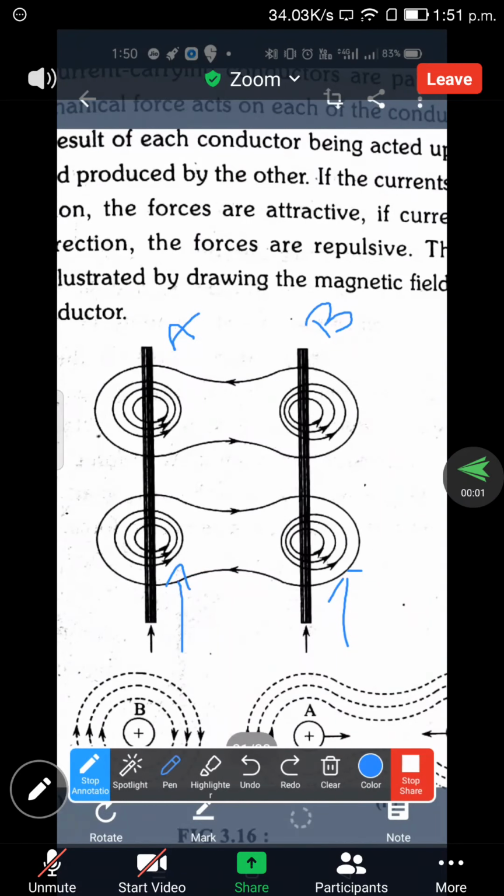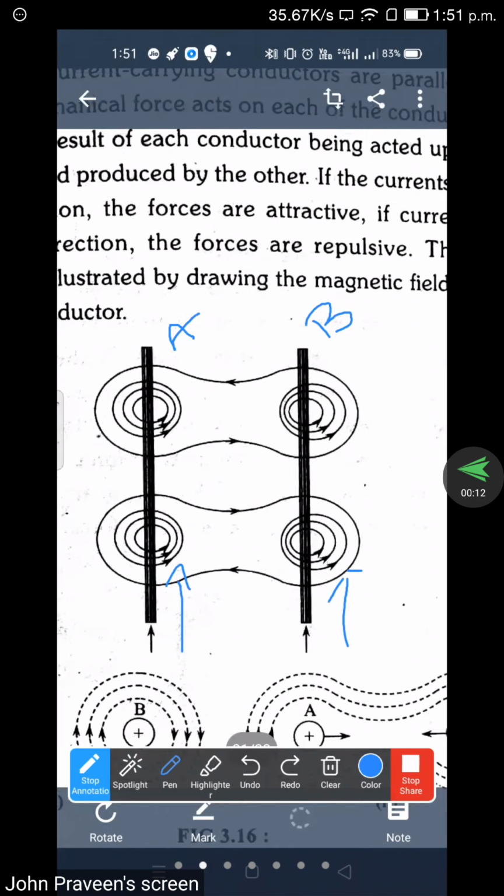Thumb rule: the thumb indicates the current direction, and the remaining four fingers indicate the magnetic field direction. Here the current is in the upward direction, so the magnetic field is in the counter-clockwise direction. So for conductor A, the current is upward, so the magnetic field is counter-clockwise.